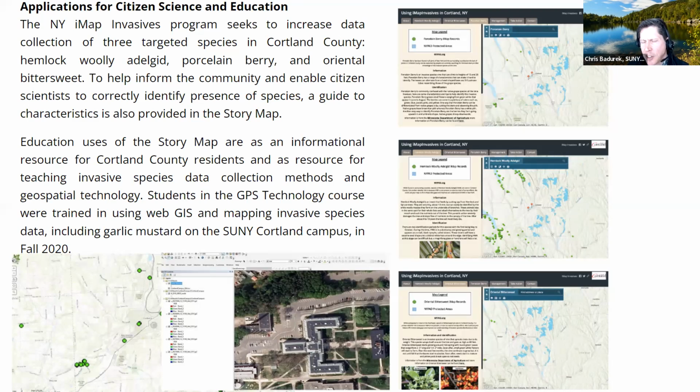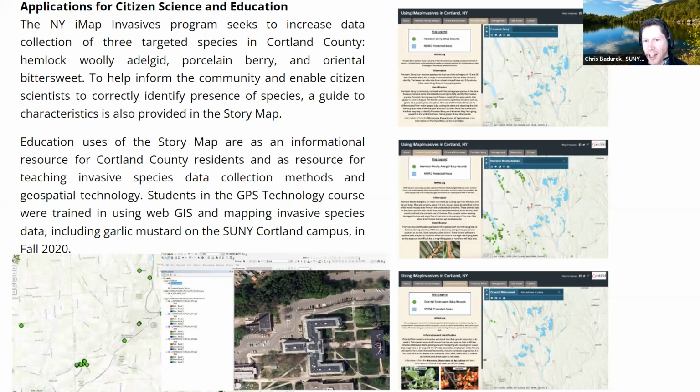And in addition to that, as part of this project, I had also worked with Connor, my undergraduate student, to train students in my GPS technology class about iMap Invasives, which is a formal training that's done through the New York Natural Heritage Program. And the idea is to have these outreach events and become a certified trainer, such that we could offer these similar types of trainings that we had in my class to community groups and anyone else that would be interested into the future.